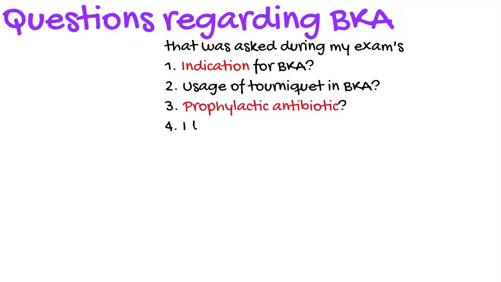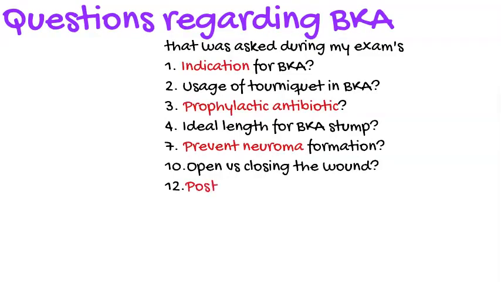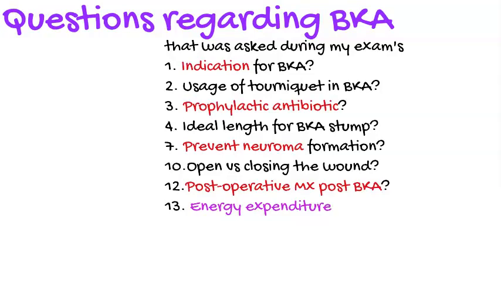So number 1, I will cover regarding what is the indication for below knee amputation. Number 2, regarding the usage of tourniquet in below knee amputation. Number 3, the usage of prophylactic antibiotic in below knee amputation. Number 4, what is the ideal length for BKA stump?